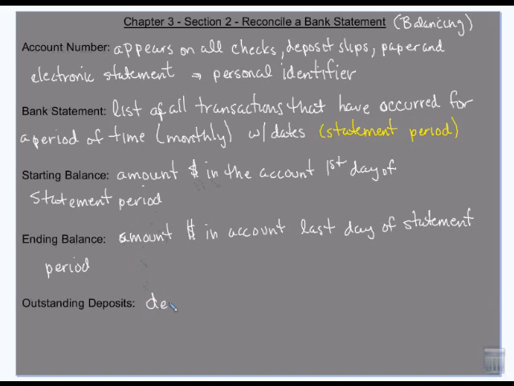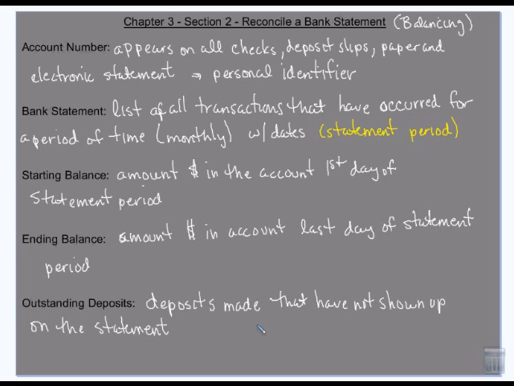Outstanding deposits are deposits that you've made that haven't shown up on there yet. Generally speaking, that'll be like if my bank statement period ends on the 30th and I make a deposit on the 30th, but they've already printed the statements and mailed it. Or I make a deposit on the 1st or the 2nd, but I don't get the statement in the mail until several days later. I've made the deposit, but it doesn't show up on the statement.